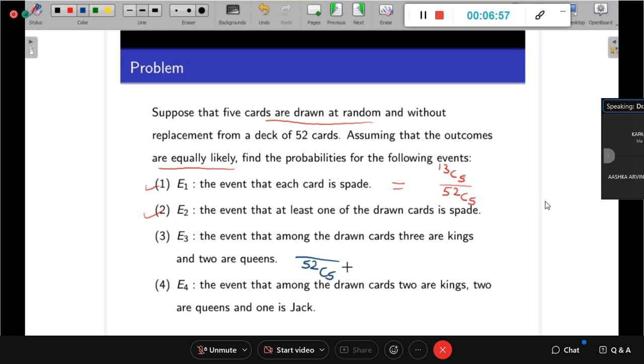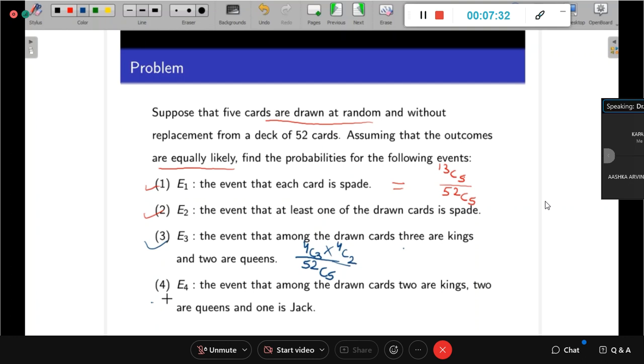So you still have the total number of exhaustive cases as 52C5. Now favorable outcomes. You're saying that of the drawn cards, 3 are kings. So how many kings are there? Total 4. Out of 4 you should choose any 3, into simultaneous task. So this is 3 kings and 2 queens. Out of 4 queens you should have 2. So this is going to be the answer for this probability.